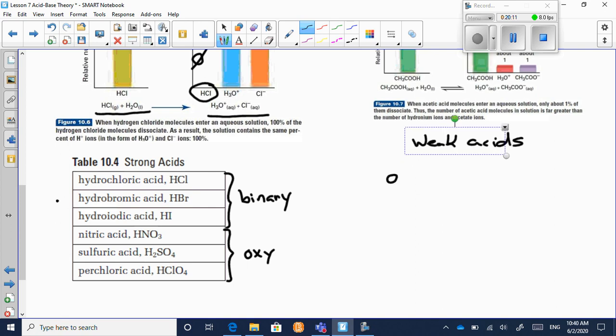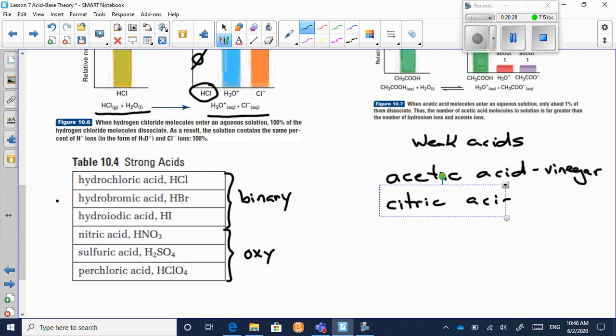Certainly, I've already told you that acetic acid is a weak acid, and that's vinegar. Vinegar is a weak acid, but citric acid is a weak acid. Even some of our binary acids. Look at this, notice that it's got HI, HBr, and HCl, but HF is what we call hydrofluoric acid. It's a weak acid. Okay, so not all of your binary acids are strong acids.